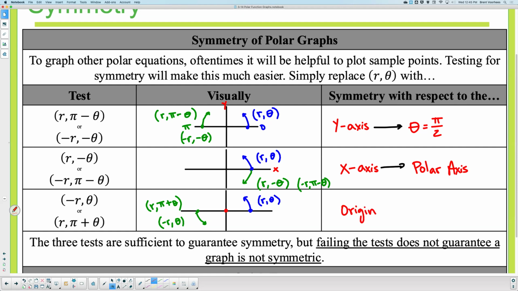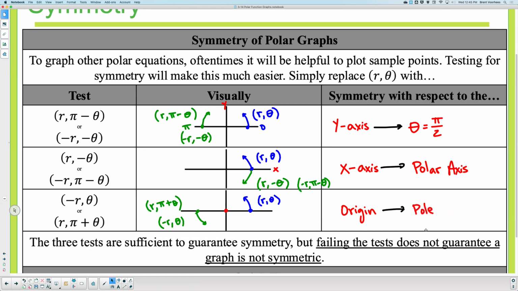So in polar, they don't call it an origin. Does anybody remember what they call it? I've said it a few times today. The pole. You won't have to write B twice. It says symmetric with respect to the pole.